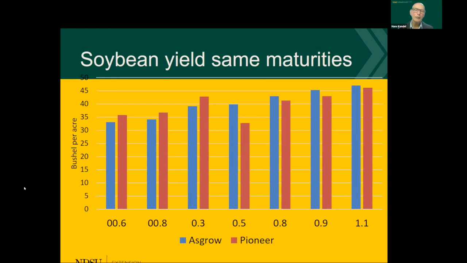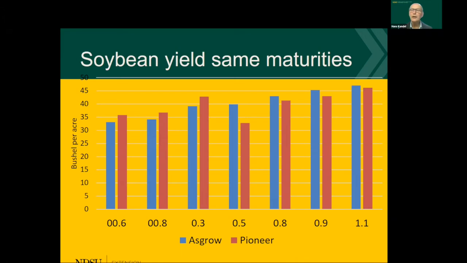Now maybe if you can look at the first 3 bars, for the 006, in that case the Pioneer is a little higher, the 008, Pioneer is a little higher, the 03, Pioneer a little higher, then the 05 it is the other way around, Asgrow is a little bit higher. So this is data from only those 4 years. If you would plot this data again this year, the bars will probably be different.